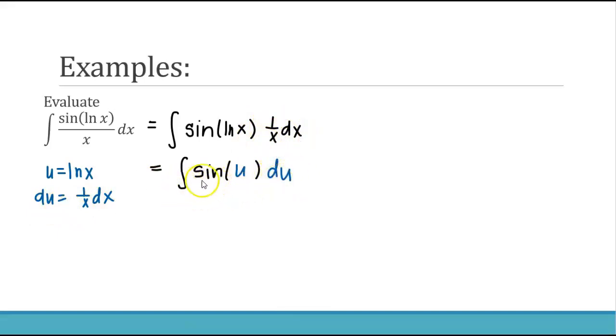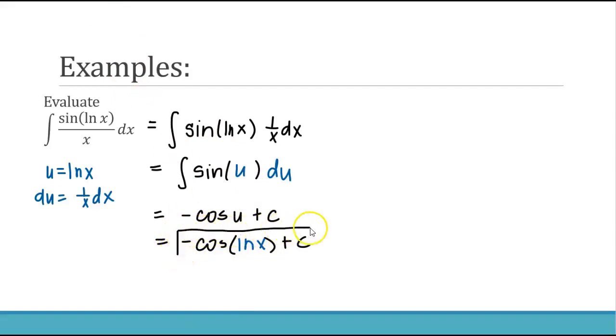So now I can find the antiderivative of sine u du. So that's going to end up being negative cosine of u plus c. And then I can substitute my u back in. So negative cosine, and we'll go ahead and plug that natural log of x back in. So negative cosine of ln x plus c.